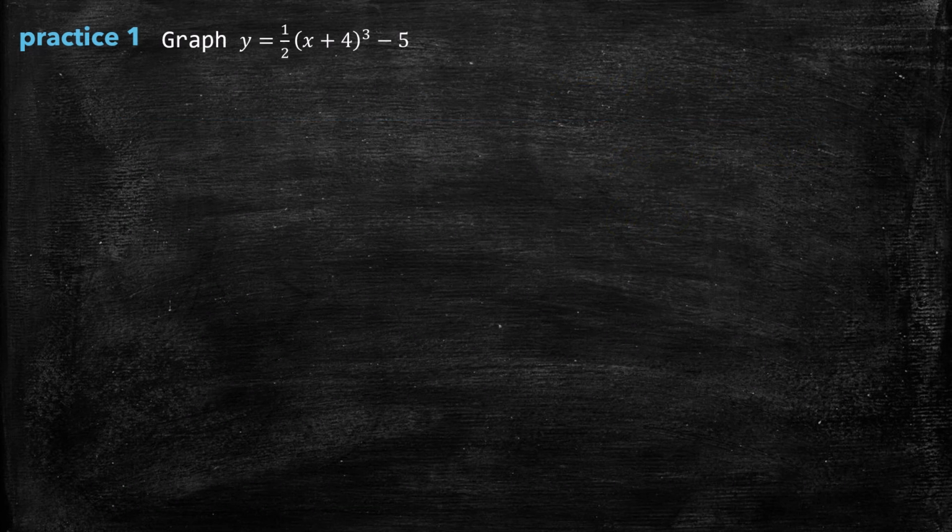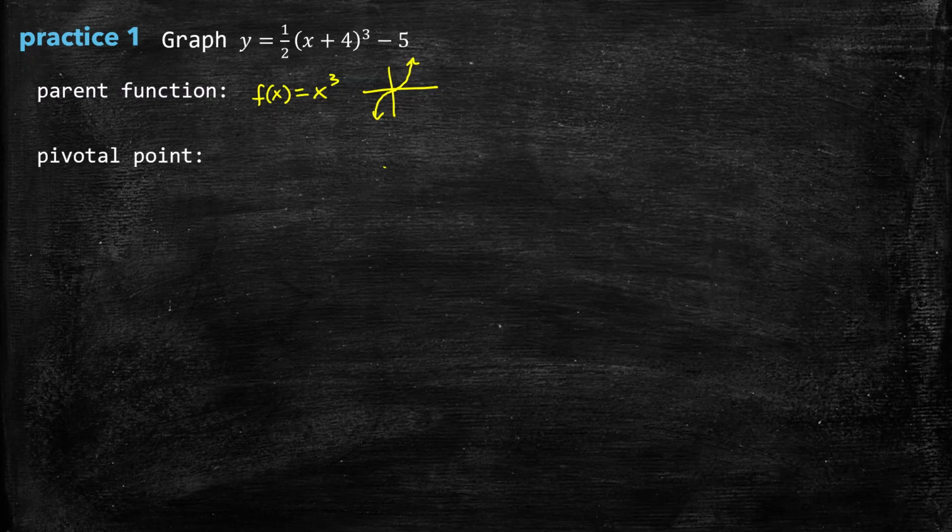So here's our first transformation of a parent function practice. So what is the parent function? We see that we're dealing with a cube function, a cubic function, you could say, and that cubic function looks like this, with some nice rotational symmetry going on about its pivotal point. What is the pivotal point? Well, let's just make sure we understand.